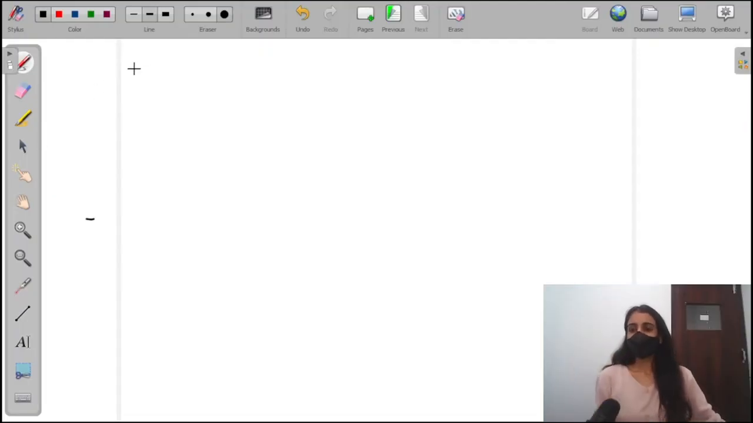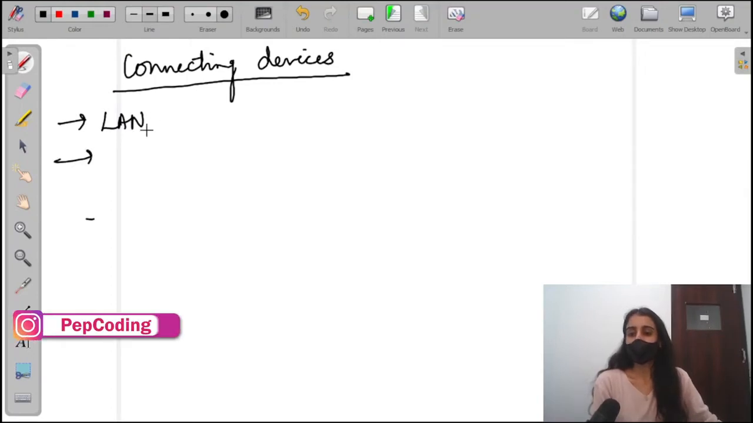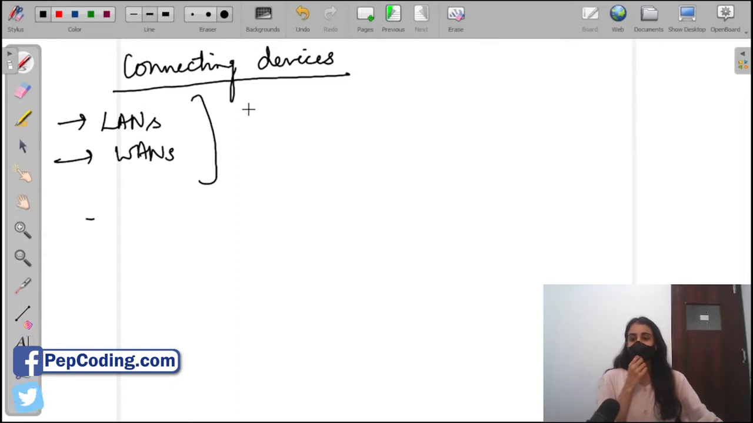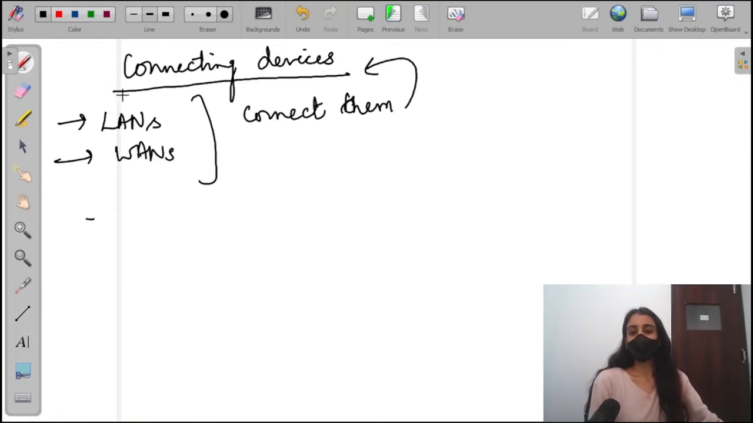So now this is the last part of our chapter, which is connecting devices. So what are connecting devices? We have studied about LANs, we have studied about WANs. So we need something to connect them. So we need some connecting devices to connect them.